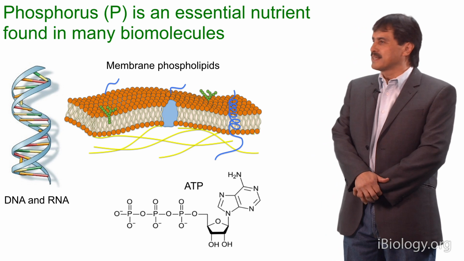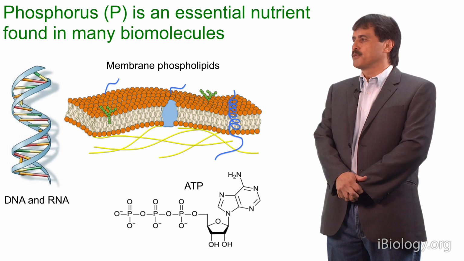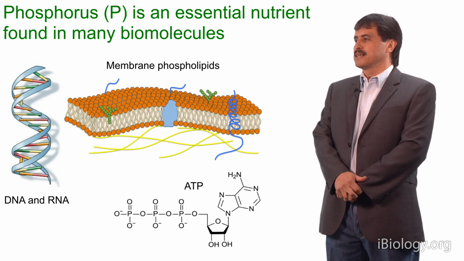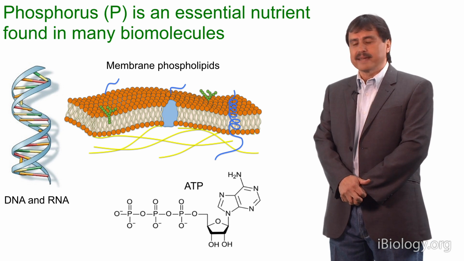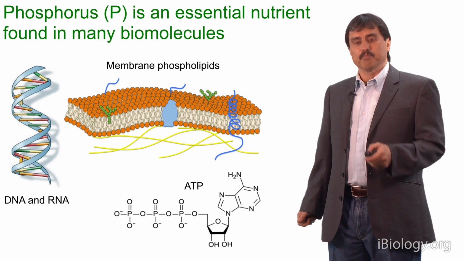So phosphorus is an essential nutrient found in many molecules. It is present in phospholipids in the membranes. It is part of RNA and DNA, and it is also part of high-energy molecules such as ADP and ATP.